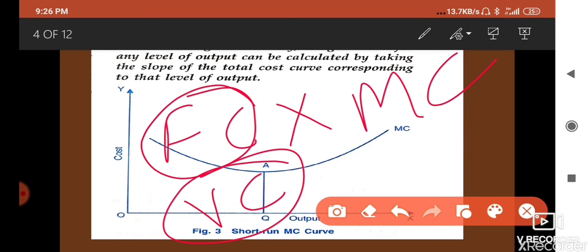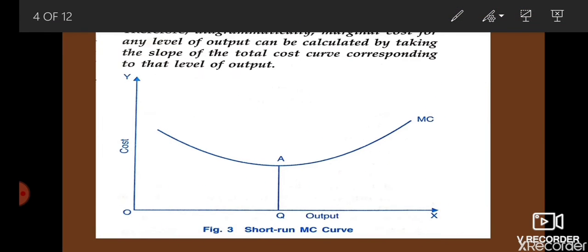The first point is clear: there is no link between the fixed cost and the marginal cost. The second point we are going to discuss here is that the same marginal cost is associated with the total variable cost and total cost. So total cost exceeds the total variable cost by a constant amount.